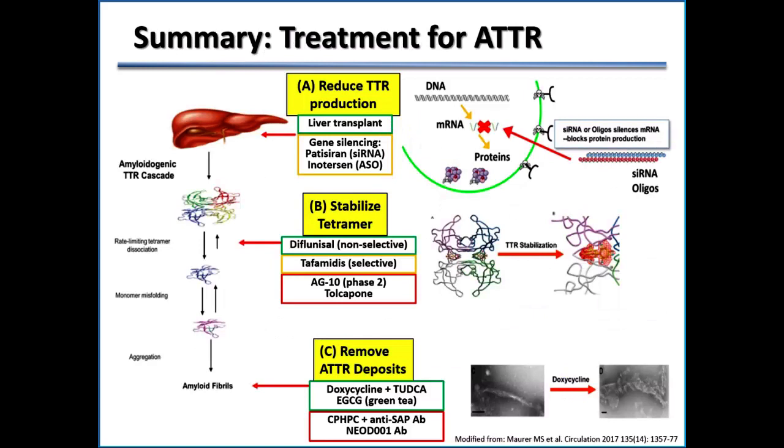In summary, for ATTR, you could target a number of different pathways. You could try to reduce TTR production by doing a liver transplant. If this doesn't work, you could do gene silencing. You could try to stabilize the TTR tetramer. So diflunisal is another compound. I didn't really talk much about this, but you can actually get this on the market already. It's an NSAID. There have been small studies looking at this in neuropathy patients, and it's really effective. From a cardiac perspective, however, I never use it.